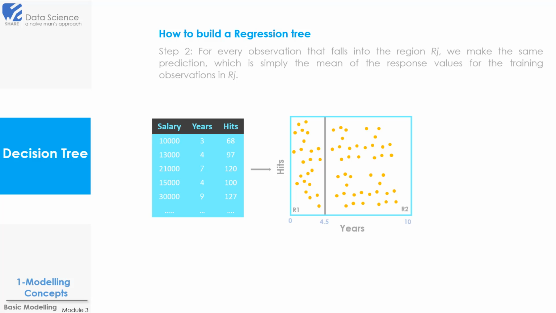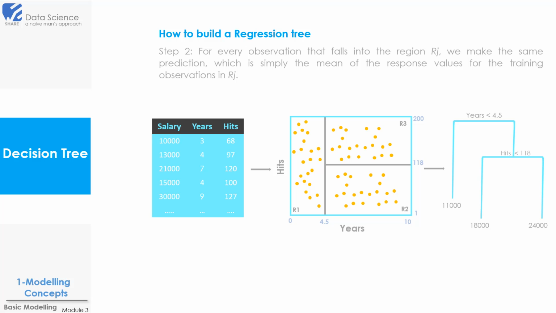Let's say after performing step 1, we created our first region which has a cut point at 4.5 and has divided the data into two parts, that is years greater than 4.5 and years less than 4.5. Then we created another region similarly. Now the region is further divided based on the number of hits as shown here. So our tree will look something like this. The first split is based on the variable years. The players who have played less than 4.5 years will get an average salary of 11,000.